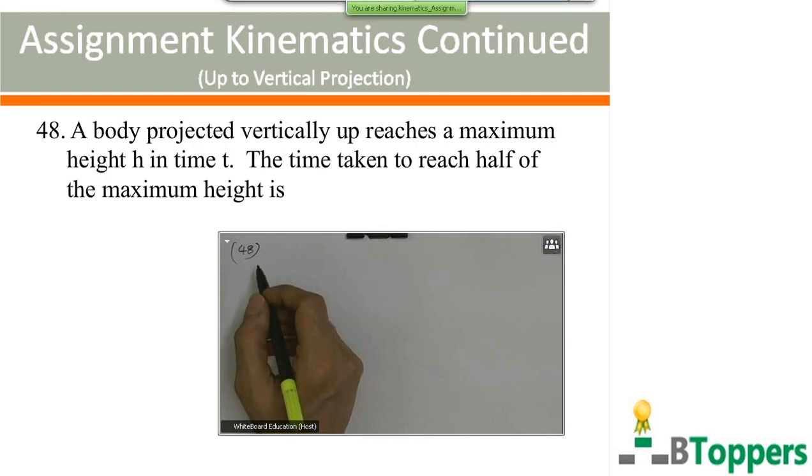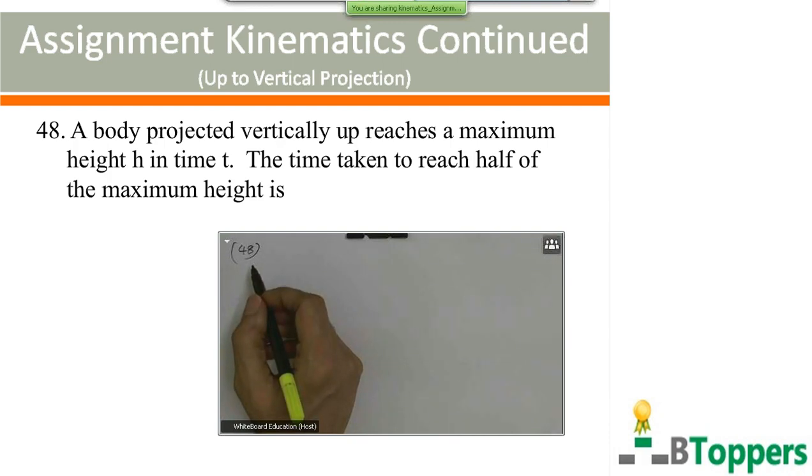So next I am going to discuss the solutions of the questions numbering from 48 onwards in the assignment in kinematics up to vertical projection. See question number 48. A body projected vertically upward reaches maximum height h in time t. The time taken to reach half of the maximum height is?